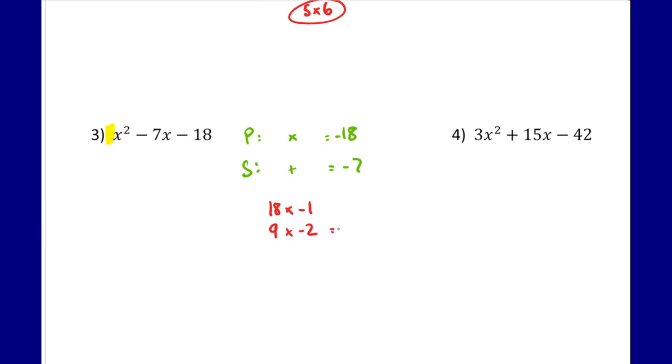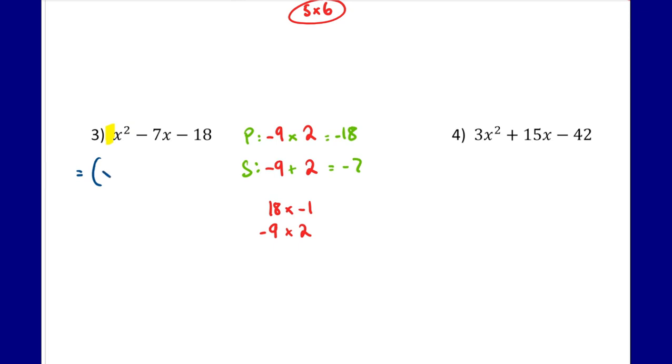Now this gives me 7. I want -7. So if you find that it gives you the right number but the wrong sign, just switch the signs. Make this a -9 and a +2. It still multiplies. And now when you add them, it works out to a -7. So we have -9 times 2 is -18. -9 plus 2 is -7. So I found my two numbers.